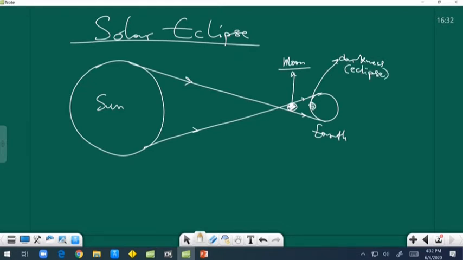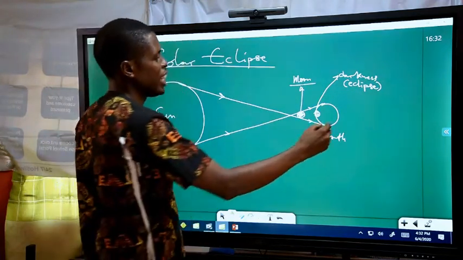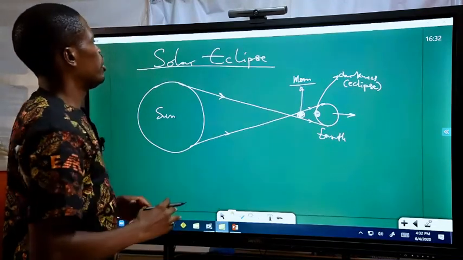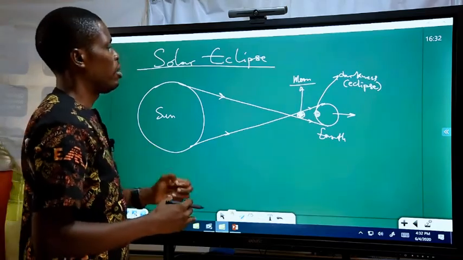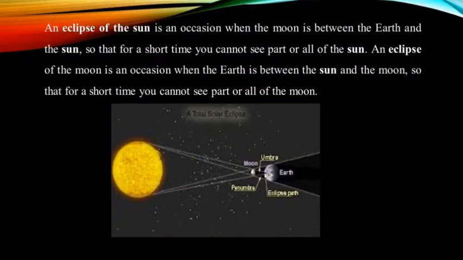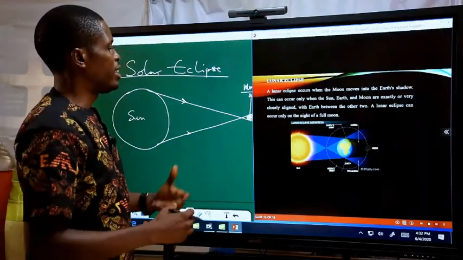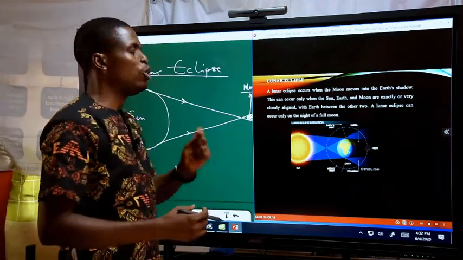That means the part of the earth is eclipsed into darkness. But other parts of the earth may be experiencing light. So this describes the solar eclipse, or what you may refer to as eclipse of the sun. That means the moon comes between the sun and the earth. So that is a typical example of eclipse. We have the second type of eclipse where the earth comes between the sun and the moon. In such an eclipse, we call it the lunar eclipse.